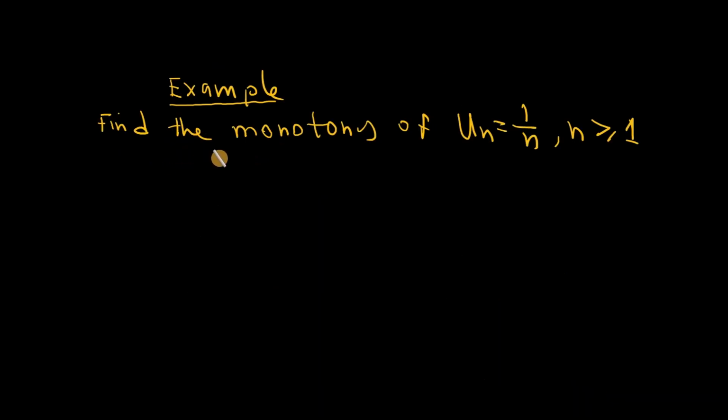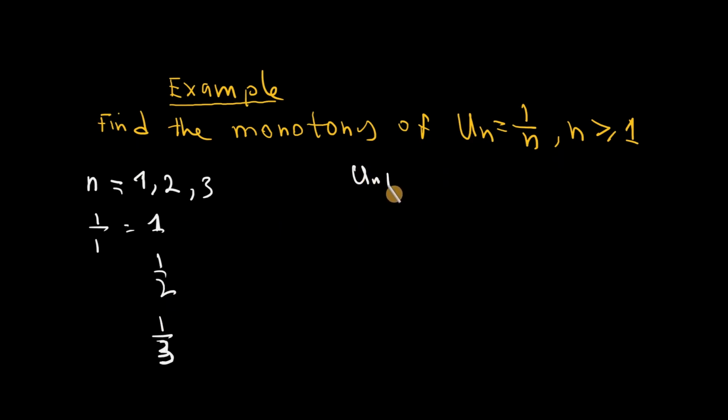Example: find the monotony of the sequence UN equals 1 over n for all n greater than or equal to 1. To find the monotony of a sequence is to determine whether the sequence is monotone increasing, monotone decreasing, or constant. Let's get the values of UN for n equals 1, 2, 3. When n is 1, UN is 1 over 1, which is equal to 1. When n is 2, UN is 1 over 2. When n is 3, UN is 1 over 3.